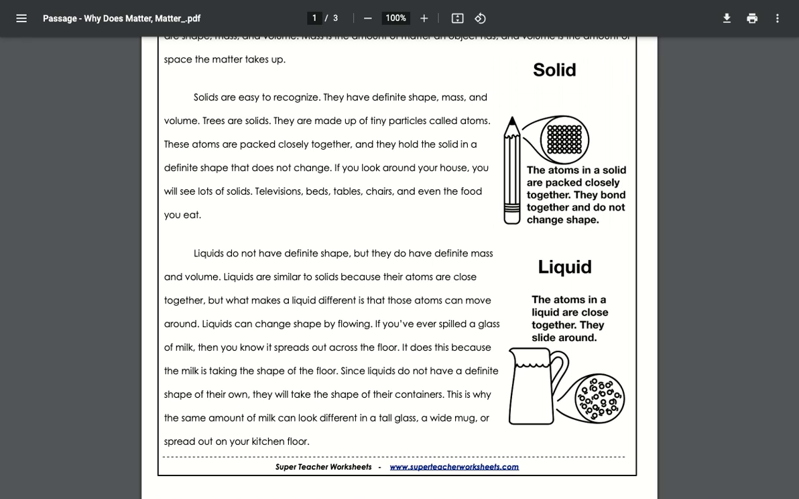Since liquids do not have a definite shape of their own, they will take the shape of their containers. This is why the same amount of milk can look different in a tall glass, a wide mug, or spread out on the kitchen floor.